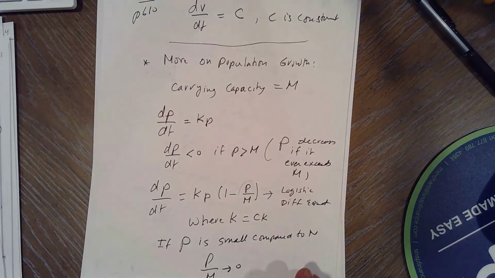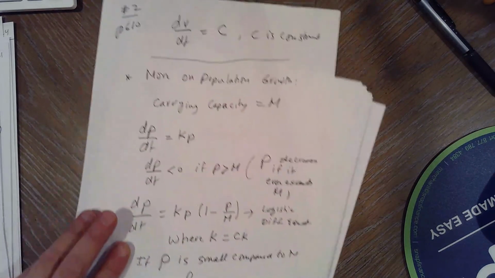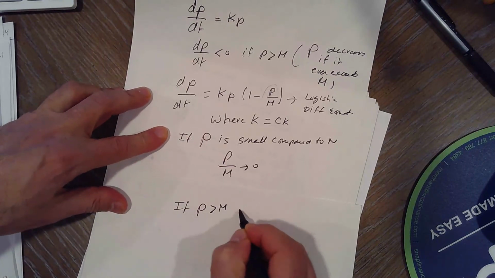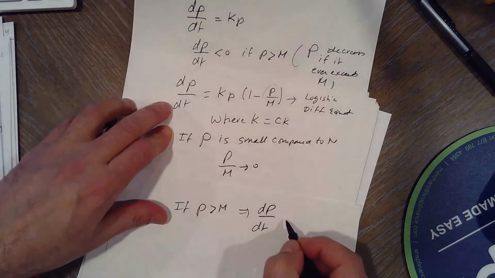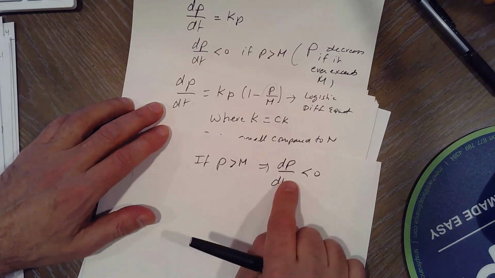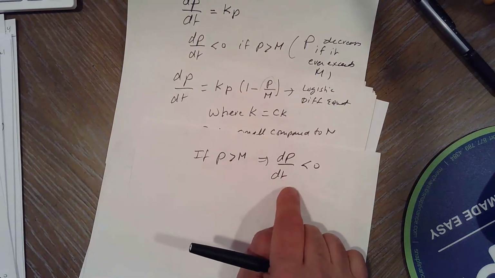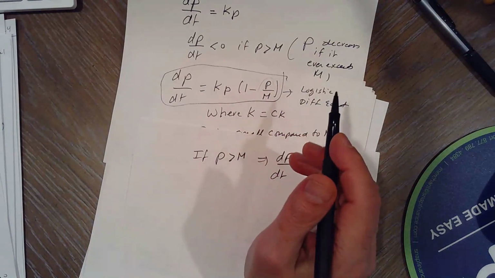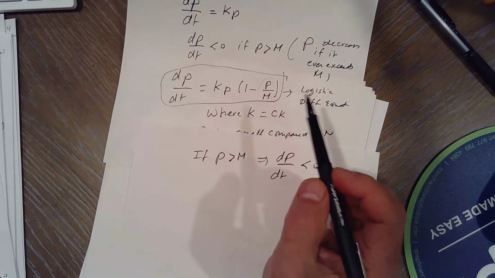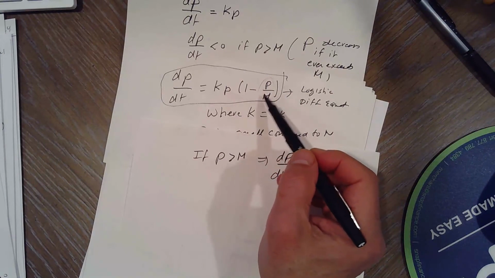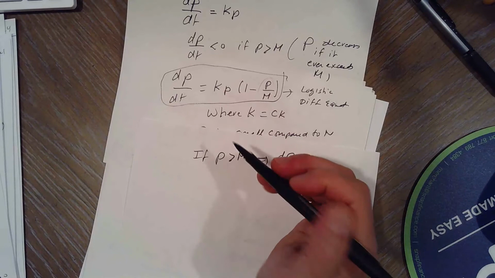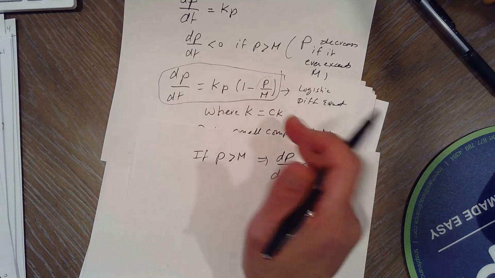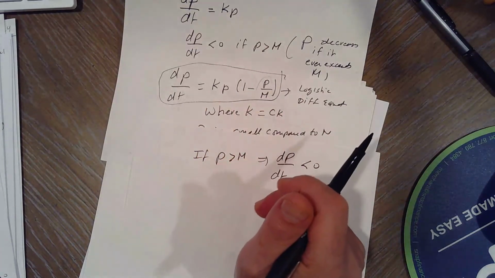Okay, if p is greater than m, then you can see that dp by dt is negative, and that means the population is decreasing. So that model represents population growth and decay. If the population size is less than m, then the rate of change is positive and increasing. If it's greater than m, then that's going to be negative and it's decreasing.